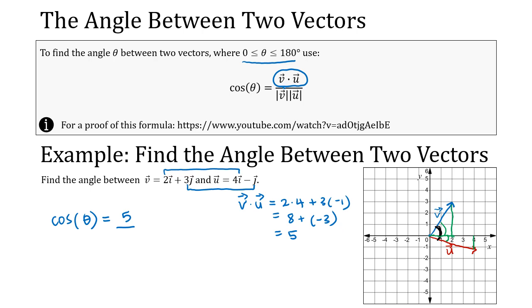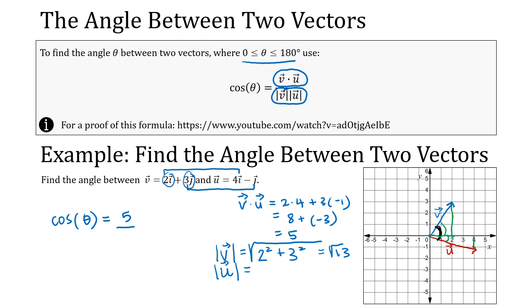Down in the denominator, I need to find the magnitude of each of those vectors. So what is the magnitude of vector v? Well, that is going to be the square root of 2 squared plus 3 squared. I'm getting the 2 and the 3 from the components of that vector. And let's see, 2 squared is 4, 3 squared is 9. So I think I get square root of 13. I'll just leave that as the square root of 13. I'll do approximate answers in a minute.